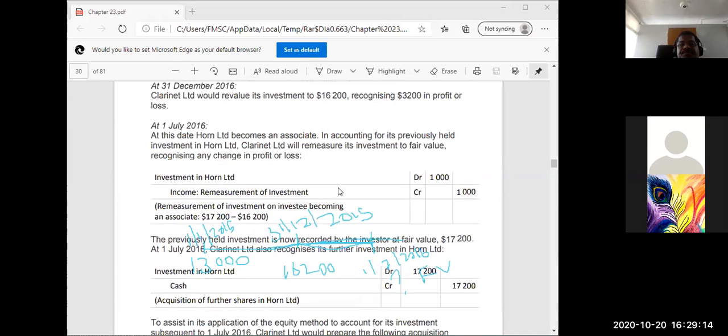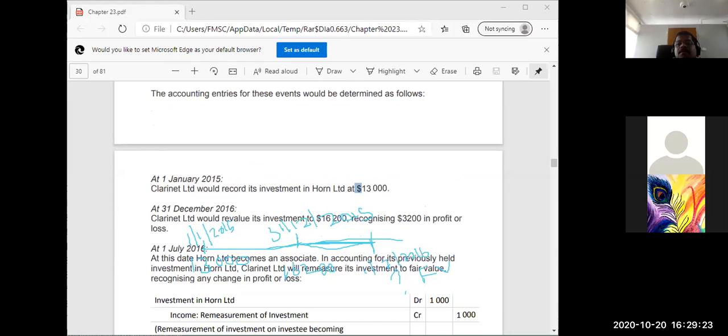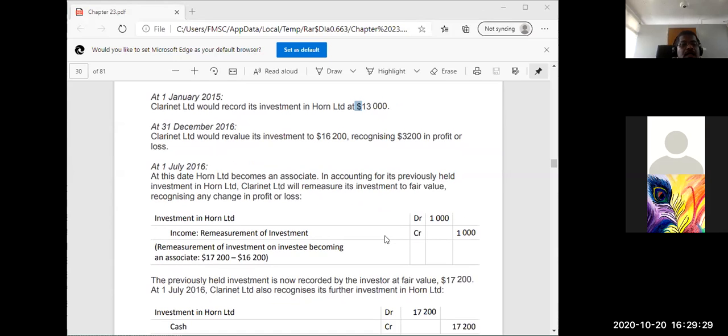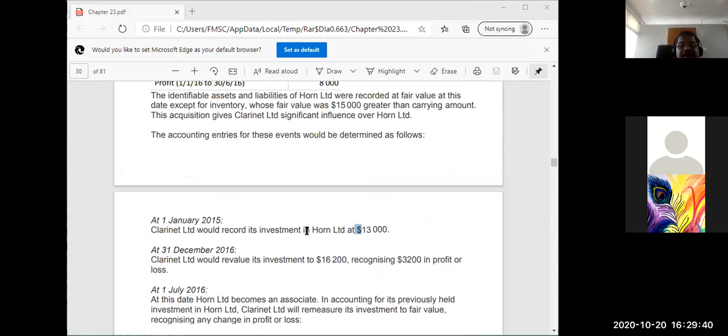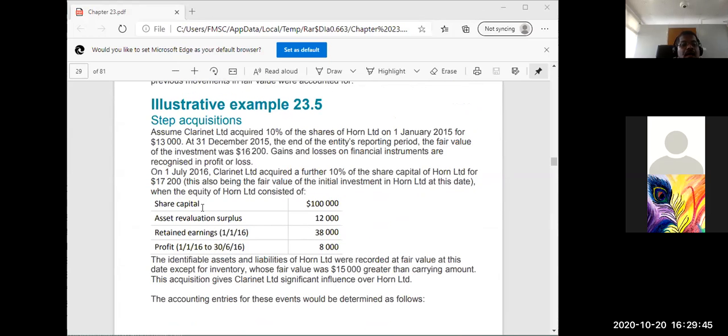Okay, I think that's clear with regard to this case. Just look at the double entry. Investment in bonds 1,000, remeasurement of investment 1,000. Now you will see somewhere else it says that here.